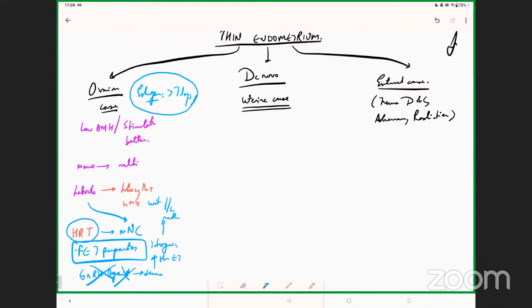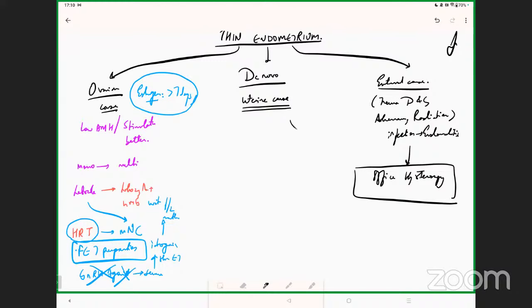Coming to the external causes, it could be trauma, DNC, Asherman, radiation, and I, of course, forgot one very important thing in India, that is infection causing endometritis. Please remember this. For all these suspicions, your treatment of choice is to do an office hysteroscopy. You can't really say that I will do it on ultrasound guidance. You have to do an office hysteroscopy for both these causes.